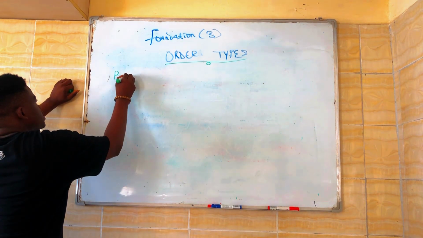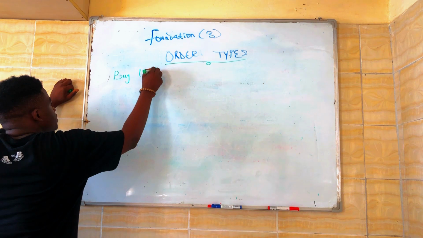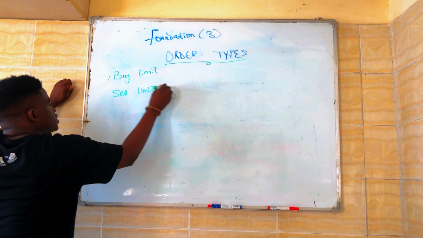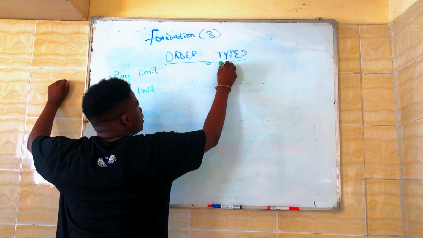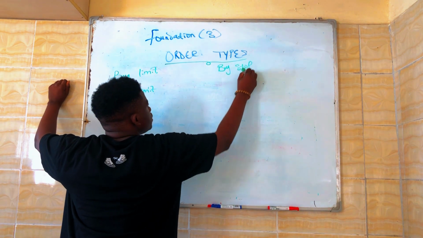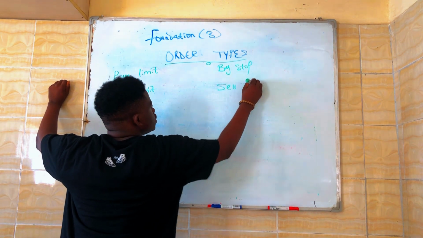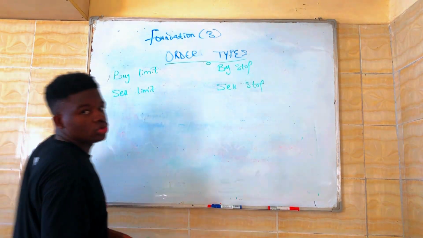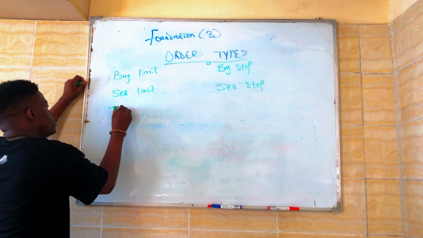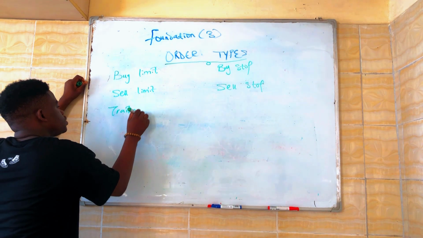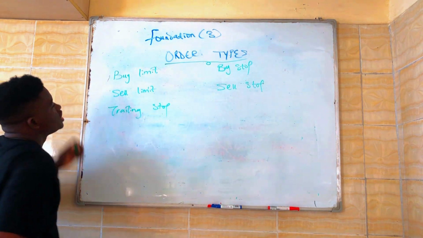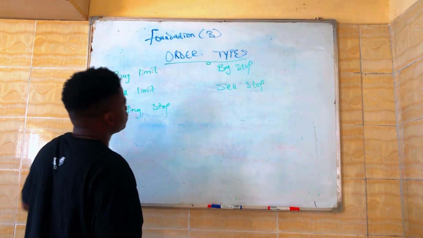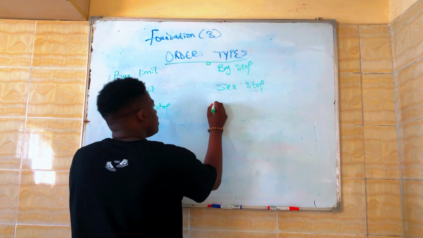There are buy limits, sell limits, buy stop, and then there's the sell stop order. Okay, there are more though, like trailing stop, the buy stop limit, sell stop limit, but for now, let's just get conversant with these. And then market execution.